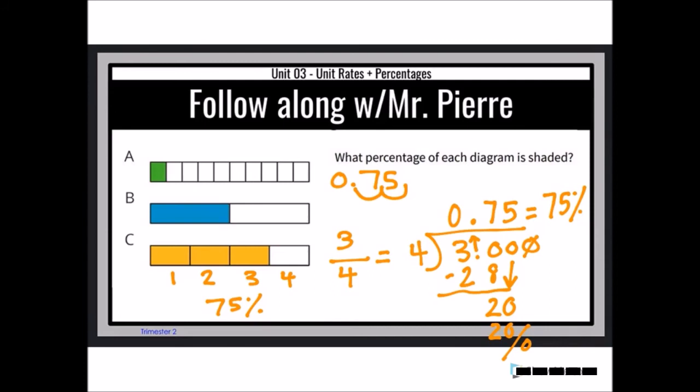So for our follow along with Mr. Pierre, we see that each of these, when we're looking at number 1, this is 1/10, which is equal to 0.10, which is equal to 10%. This is equal to 1/2, which is equal to 0.5, or 0.50, which is 50%. And then last but not least, 3/4 is equal to 0.75, which is equal to 75%.